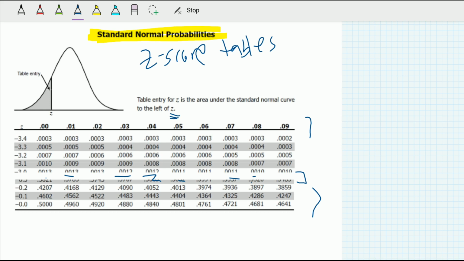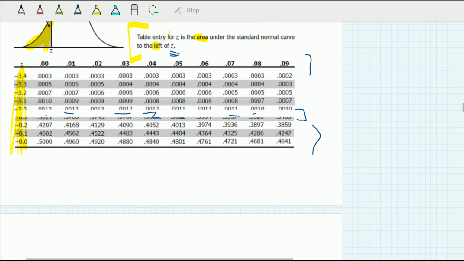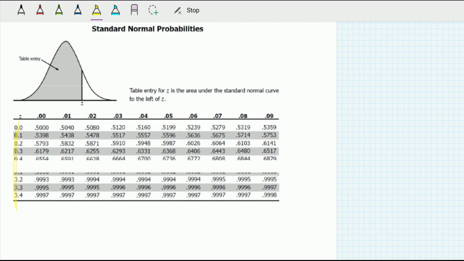So what this z-score table is telling us, think of it as the percent that is below that z-score. So if you notice, it's shading in the left side of the z-score. So read this sentence here. It says table entry for z is the area under the standard normal curve to the left. Okay, so this is like the smaller than section that we're talking about. One of the pages is going to be all the negative numbers that you can think of for the z-score, and the other page is going to be all the positive numbers.